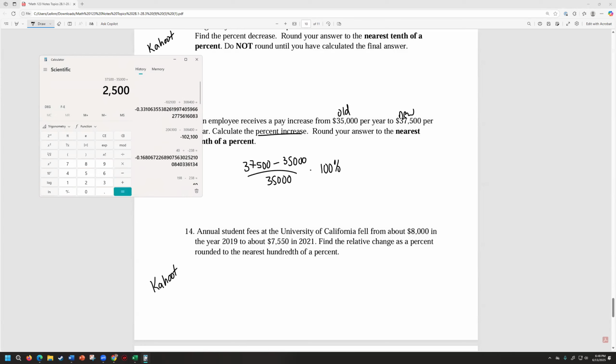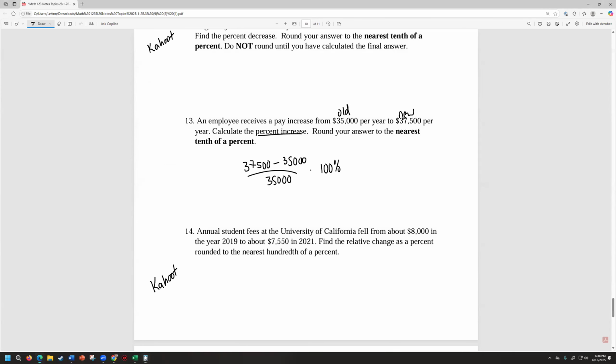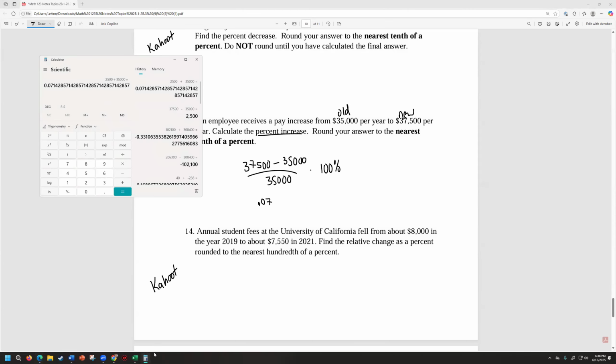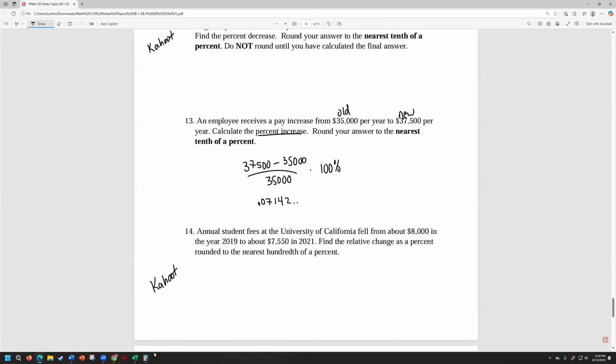So the top's 2,500 divided by 35,000. I'm going to write the decimal out first for myself, 0.07142 and dot, dot, dot. You could go a little further if you want, but you really just need to make sure you have at least 5 decimal places if you're rounding to the nearest 1/10 of a percent. So move this 2 places to the right. That's the timesing by 100. That's going to be 7.1%. That's the increase. And it's a positive since we had a positive when we did new minus old.